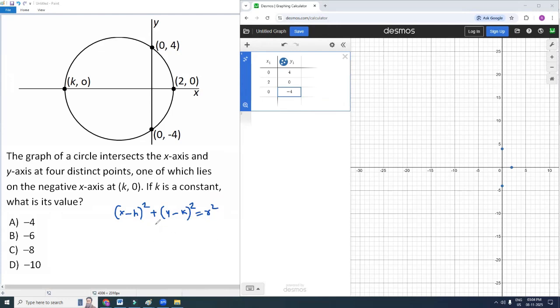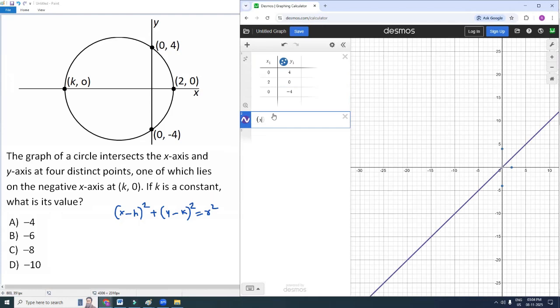Now to find the values of the unknown constants h, k, and r, I have to take this equation as input in Desmos. Whenever I want to find an unknown constant in the equation using Desmos, instead of x, I have to take x1. Instead of y, I have to take y1. And for the equal sign, I have to use a tilde sign.